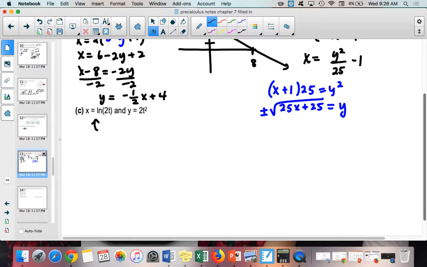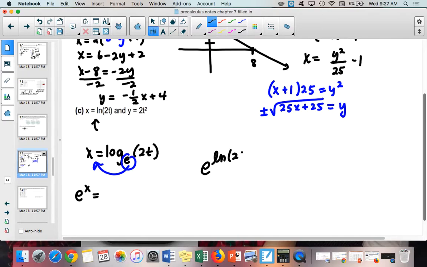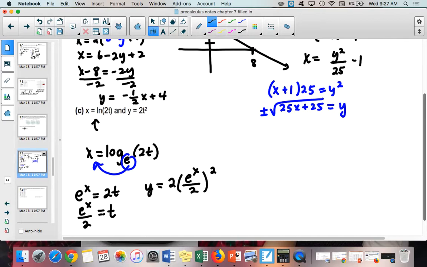How do we get rid of the natural log? Yeah, so remember how this is log base e of 2t, right? That's what natural log means. So it's e to the x, right? So if I want to get rid of a natural log, I just do e raised to both sides. So if I had e raised to the natural log of 2t, it ends up becoming just 2t, right? So I'm going to get 2t, and then I divide by 2, so I get e to the x over 2. So when I plug in, I get y equals 2 times (e to the x over 2) squared.